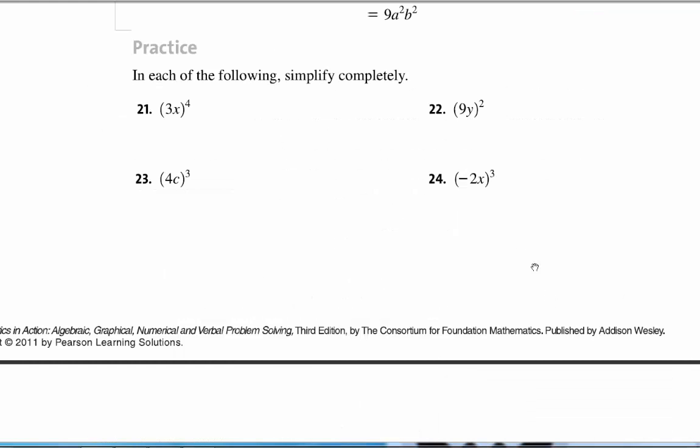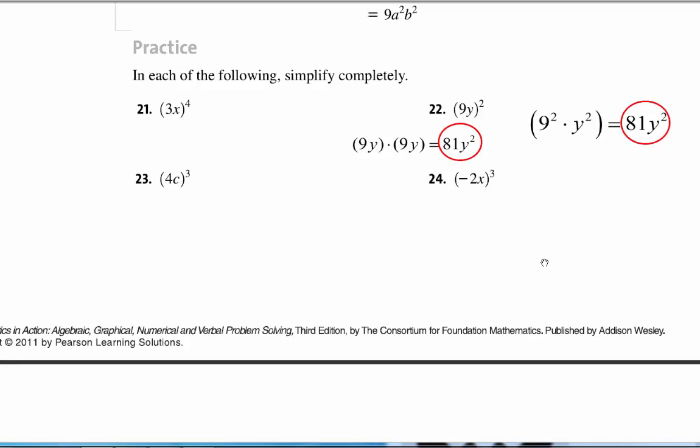So problem 22, we have 9y squared, so that's the same as saying 9y times 9y. Or we could say 9 squared times y squared. So here you see 9y times 9y equals 81y squared. Another way to look at this problem would be to raise each factor to the power, so 9 squared times y squared leaves me with 81y squared. So either way would work. I probably prefer this method here, raising each factor to the power.